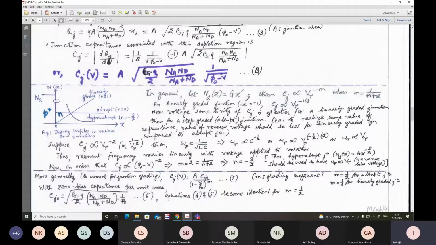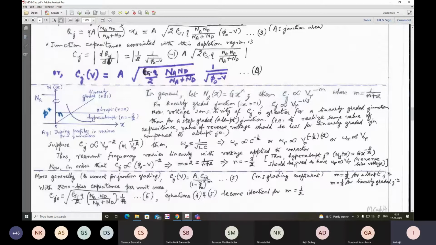Then the resonant frequency varies linearly with the voltage applied to the varactor. The varactor can be a PN junction varactor diode. In order that this should happen, it is required that m should be 2, because Cj should be proportional to Vr to the power minus 2. For m equal to 2, it is required that n should be equal to minus 3/2. That means it is the responsibility of the fabrication engineer that the grading profile of the pentavalent impurity, the n-type component of this PN junction, should be hyper abrupt, with n equal to minus 1.5, that is minus 3/2.